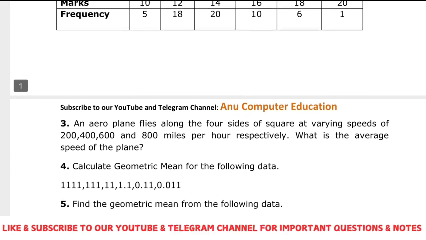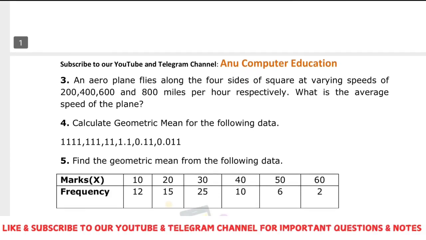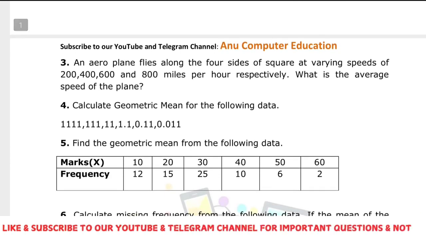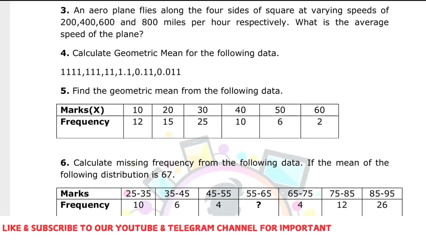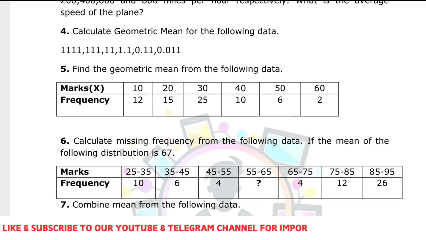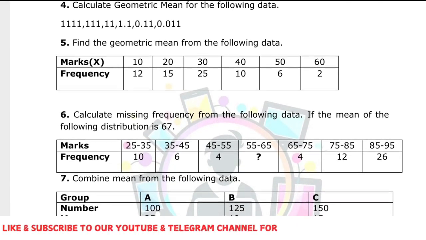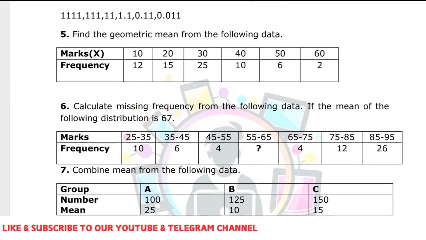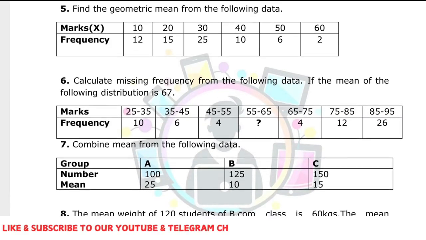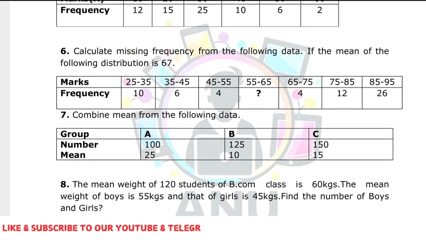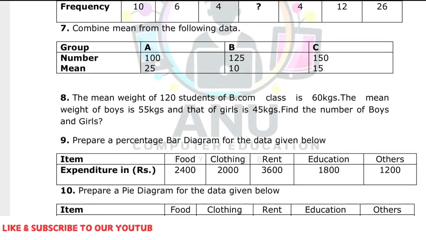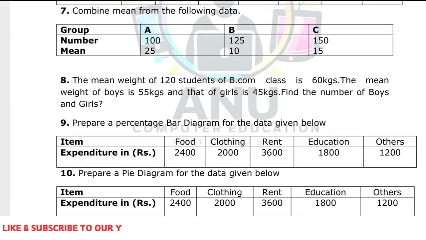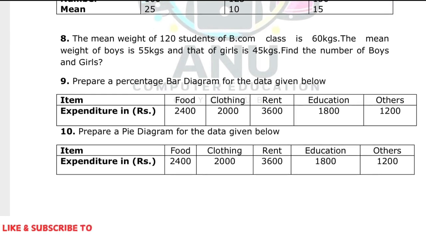Now geometric mean also, one discrete series and one individual series problem I have given. So practice these questions on geometric mean, more than enough. So next go for the missing frequency. Okay. So try to practice this problem and combined mean. Okay. These are very important short answers. From these questions only you can expect your short answers from unit number 2. So next prepare the bar diagram for the following data and pie diagram. So these are very important questions.